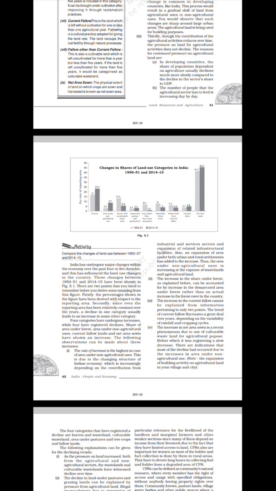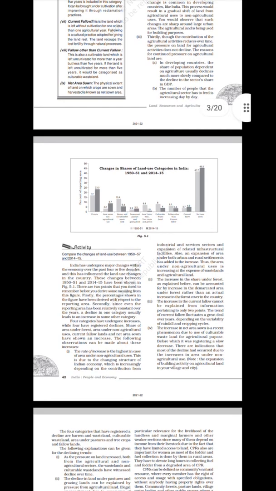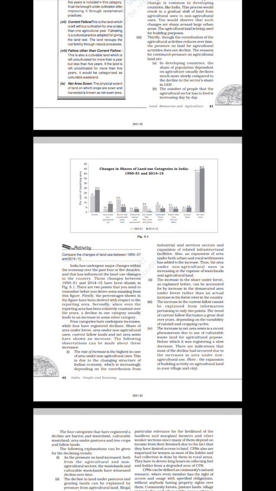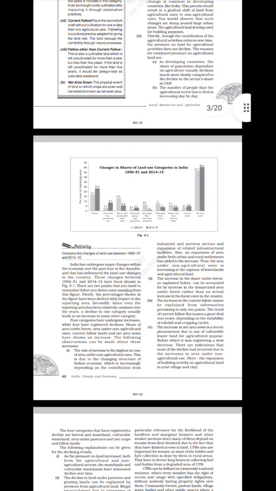The rate of increase is the highest in case of area under non-agriculture uses. This is due to the changing structure of Indian economy, which is increasingly depending on the contribution from industrial and services sectors and expansion of related infrastructural facilities. Also, an expansion of area under both urban and rural settlements has added to the increase. Thus, the area under non-agriculture uses is increasing at the expense of wastelands and agriculture land.